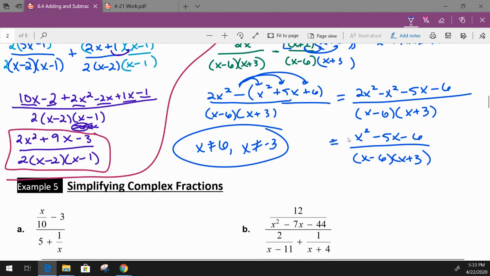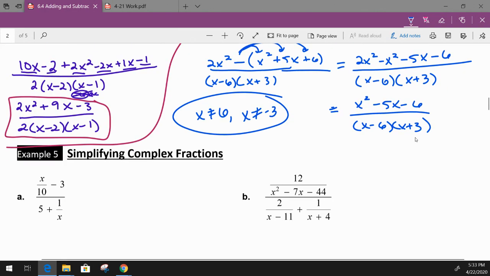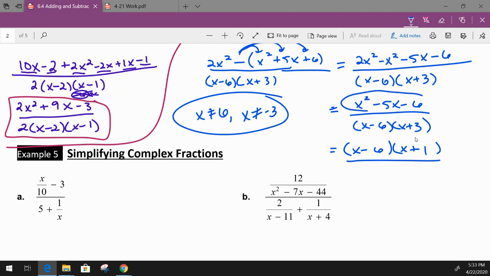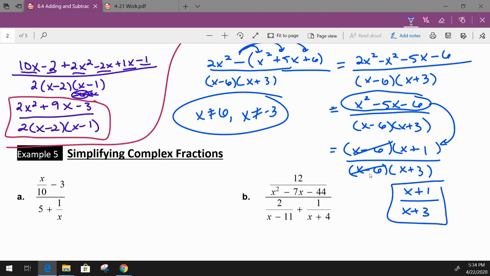If I look at this numerator, I can factor that into x minus 6 and x plus 1. So this numerator is factored into x minus 6 times x plus 1. The denominator is still x minus 6 and x plus 3. So now you can see the factor of x minus 6 can be reduced. And our simplified rational expression is x plus 1 over x plus 3.